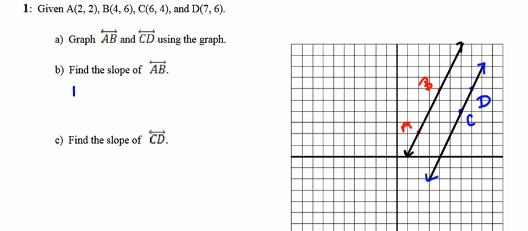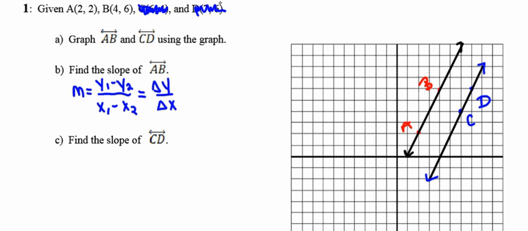Recall from last year that slope is equal to change in y, or y1 minus y2, over x1 minus x2. Now this year I might write that a little bit differently. I'm going to say the change in the y values over the change in the x values. Since I'm trying to find the slope of AB, for the time being I'm going to ignore the coordinates of point C and the coordinates of point D. The y values for point A are 2 and for point B is 6.